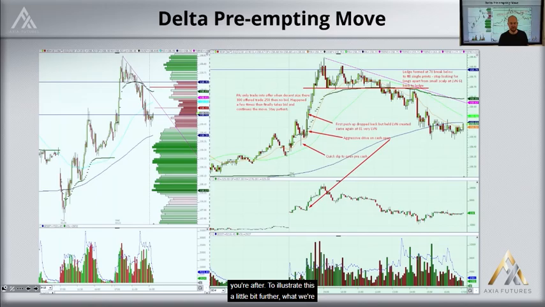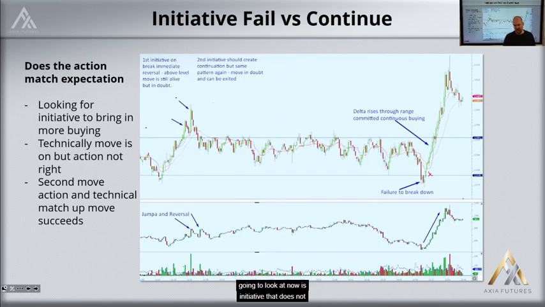To illustrate this a little bit further, what we're going to look at now is initiative that does not sustain. So a little bit like a volume increase. If you don't see that volume increase sustained, then it's irrelevant. It's kind of a show that somebody was active, somebody had something to do, and now there's no follow through. Nobody else has anything to do. What you need is you need to see volume increase, you need to see delta increase. When you get those things, then the move is on. Without that, it's not. And this is all about expectation. And asking yourself, does the move match the expectation?